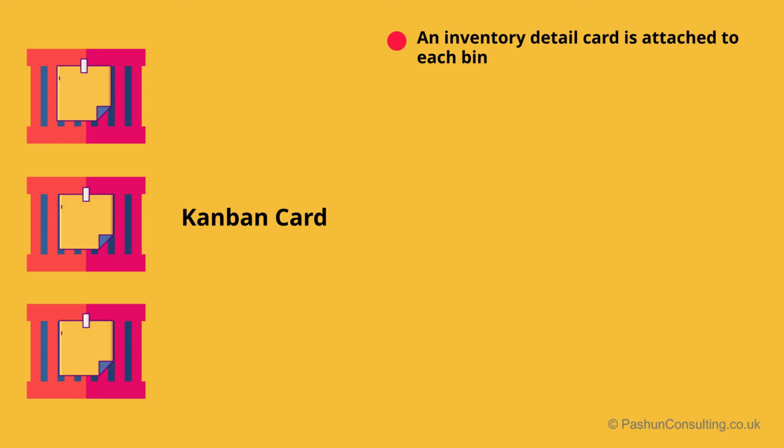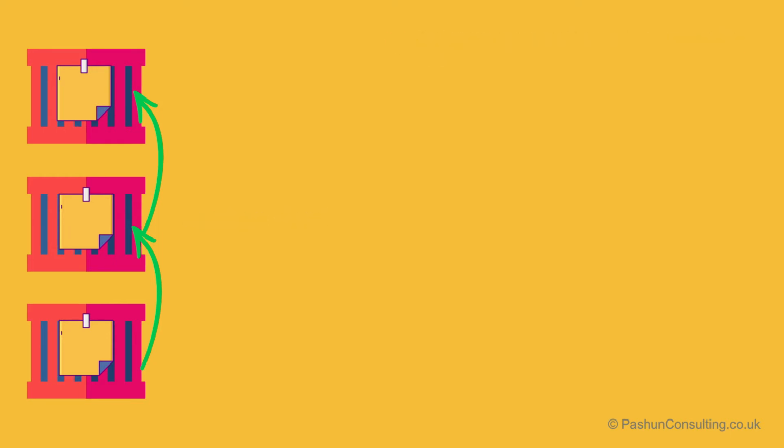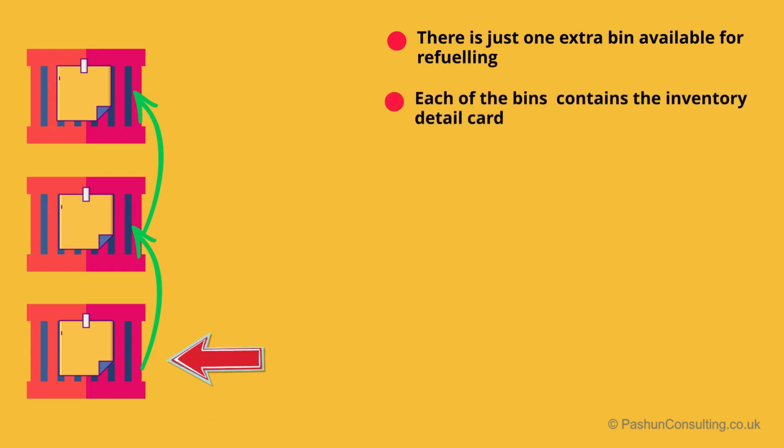When the first bin becomes empty, it's refueled by the second bin. This would empty the bin at the factory store, which then gets refueled with the bin at the supplier's place of business. This process will ensure that there's just one extra bin available for refueling. Each of the bins at the factory floor, factory store, and the supplier's place of business contains the inventory detail card, Kanban card as we call it.